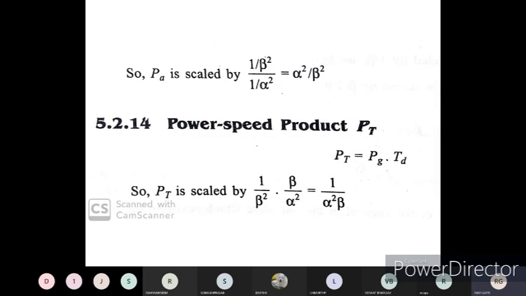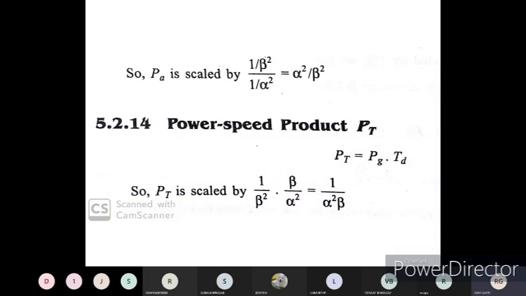So the last one is the power speed product. The power speed product is given by the expression Pg into Td. We know that Pg is nothing but beta divided by alpha square and Td is nothing but 1 by beta square. If you substitute that, numerator beta and denominator beta will cancel out, so you are left with 1 divided by alpha square beta square. So these are the scaling parameters we are going to use in VLSI design scaling models.